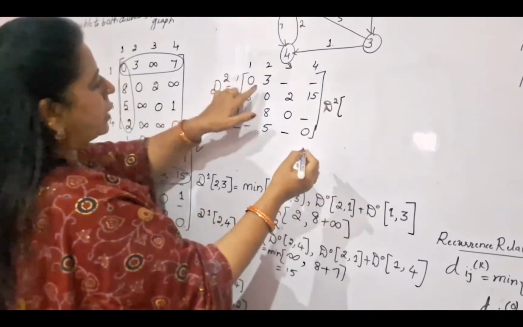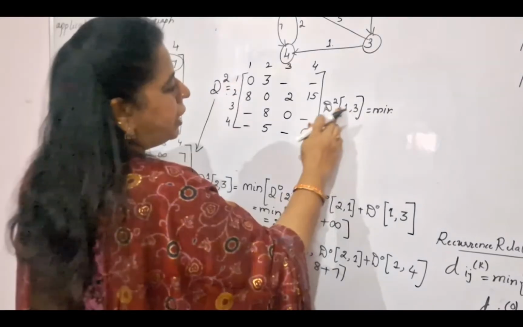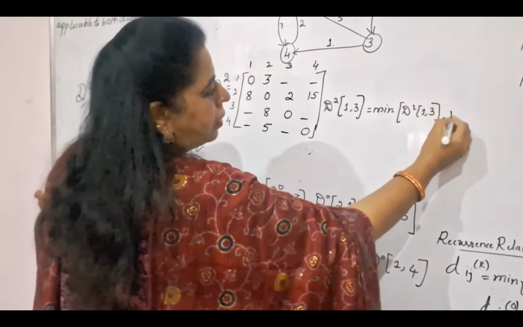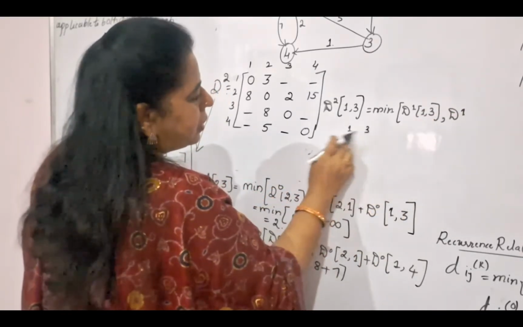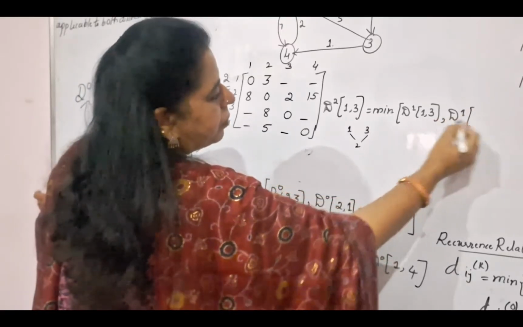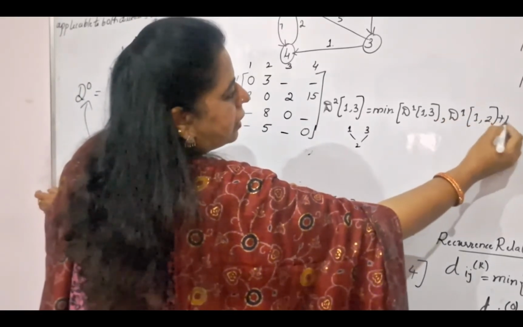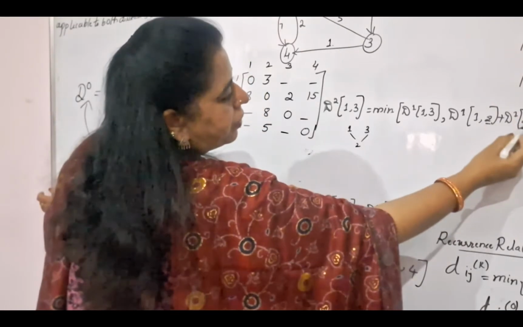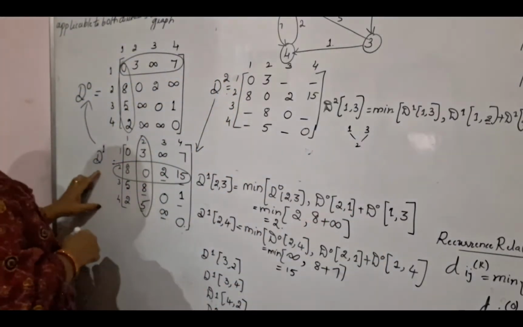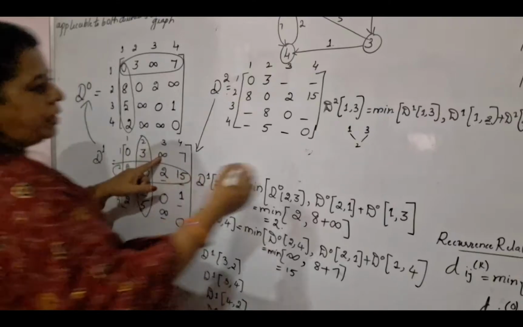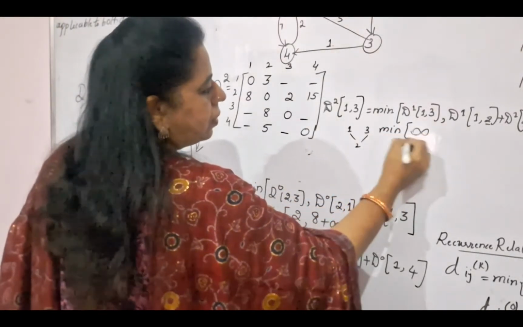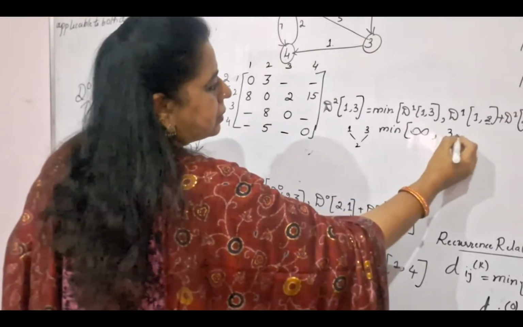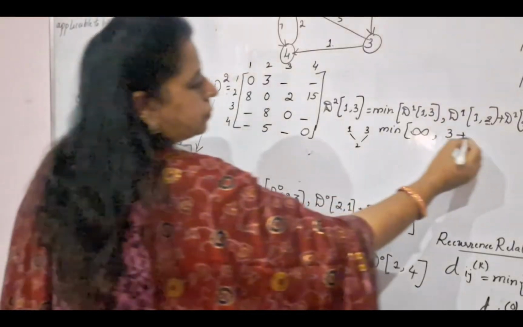D2 of 1 comma 3, you can check here, you need to find out. So D2 of 1 comma 3 is what? Minimum of D1 1 comma 3, comma D1 of, in between now you have to introduce 2, and 1 and 3 are your vertices. So here you should write down minimum of D1 1 comma 2 plus D1 2 comma 3. Look here, this is your intermediate vertex 2. Check in D1. D1 1 comma 3 is infinity. Minimum of infinity, plus D1 1 comma 2, which is 3, plus 2 comma 3, which is 2.